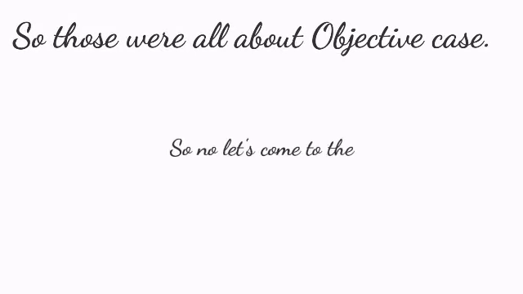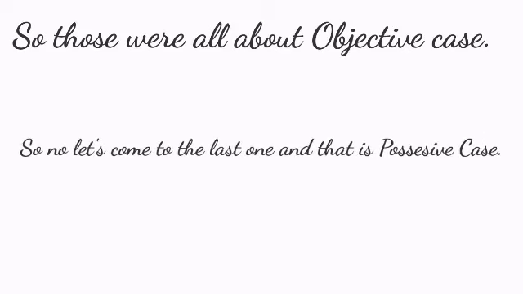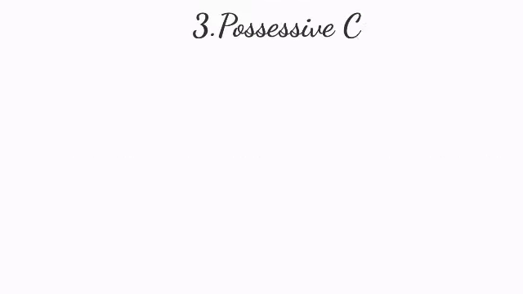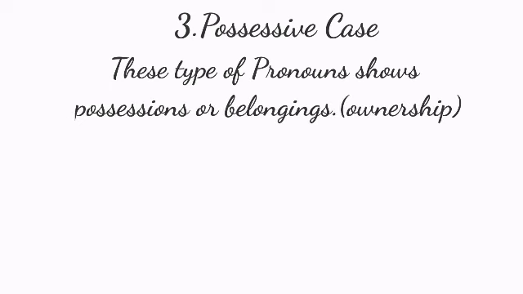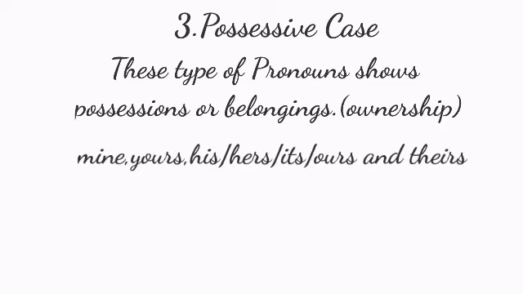So now let's come to the last case, and that is possessive case. This type of pronouns shows possession or belongings. You can say ownership. And the list of pronouns which fall under this possessive case are mine, yours, his, hers, its, ours, and theirs.